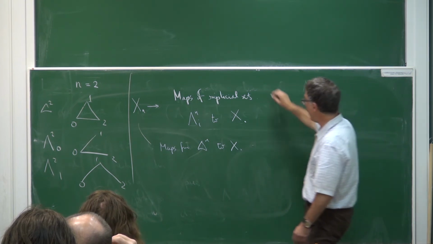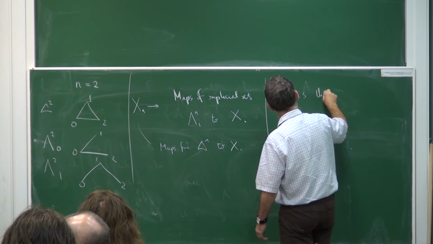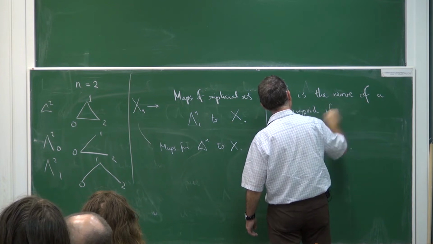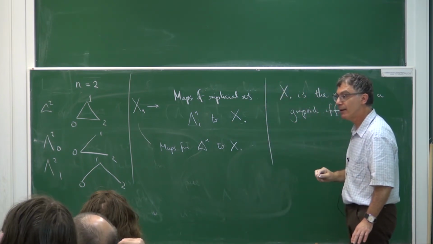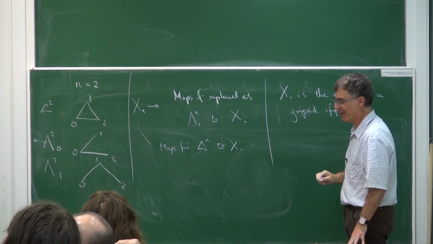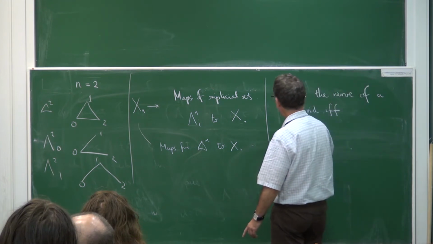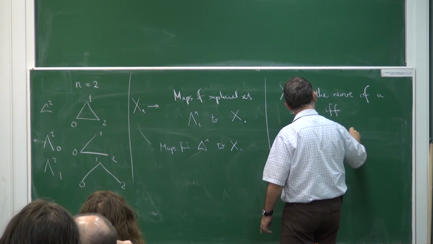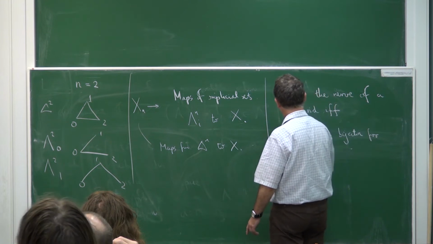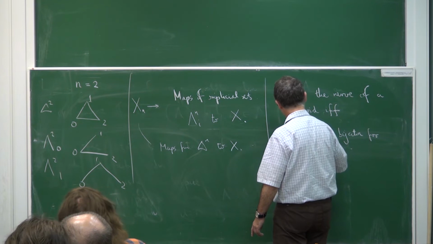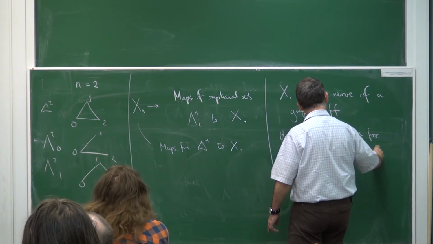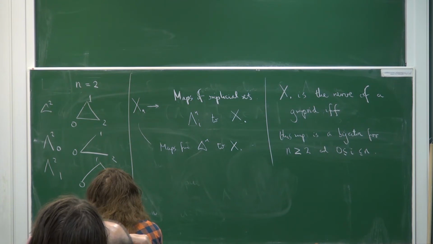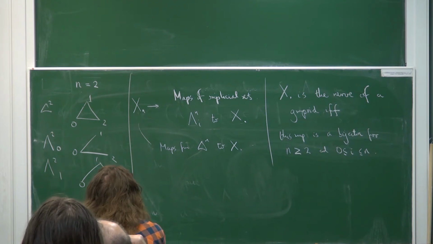Now, X is the nerve of a groupoid if and only if... it is Kan, yes? No, that's not good enough. What we call an infinity groupoid, if and only if this map is a bijection for n greater than or equal to 2 and i between 0 and n. So it suffices to take n equals 2 and n equals 3. That is not your usual axioms for a groupoid, but that is axioms for a groupoid.